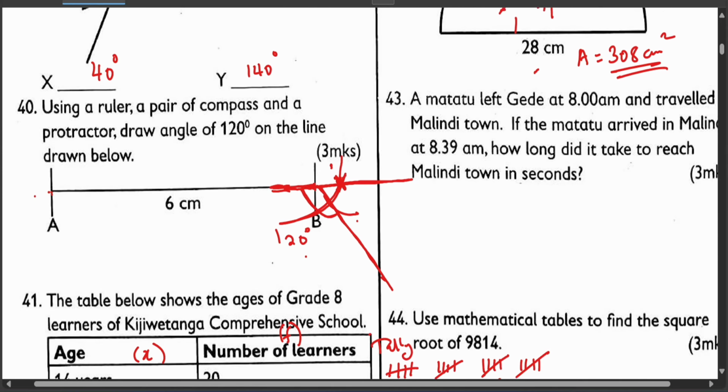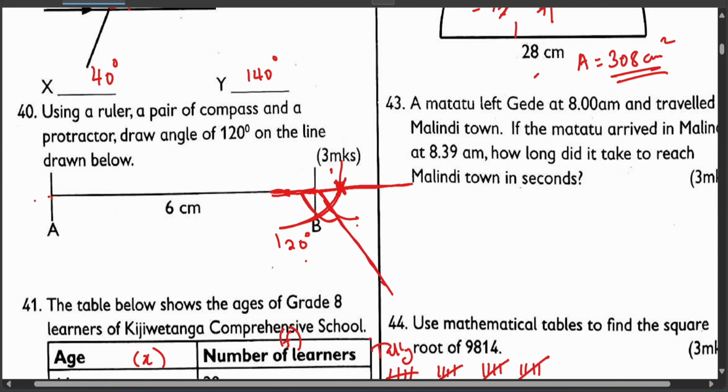Question 43. A matatu left Gede at 8 a.m. and traveled to Malindi town. If the matatu arrived in Malindi at 8:39 a.m., how long did it take to reach Malindi town in seconds? Okay, in seconds. So from 8 a.m. to 8:39 a.m., how many minutes has passed? It's just 39 minutes. Okay, you can take 8:39 minus 8, but it's 39 minutes that has passed.